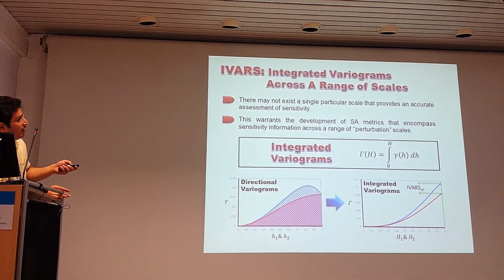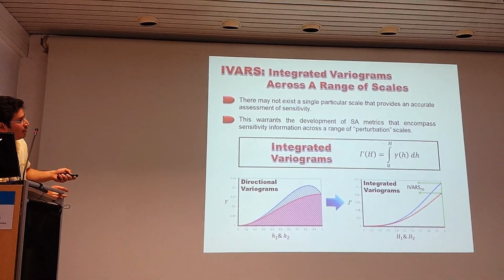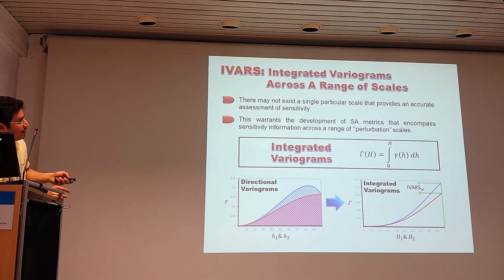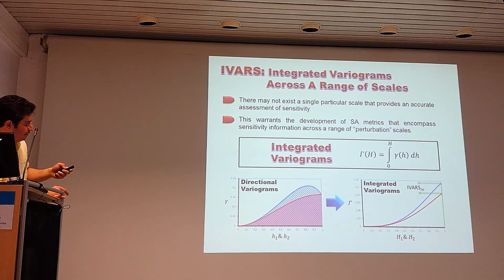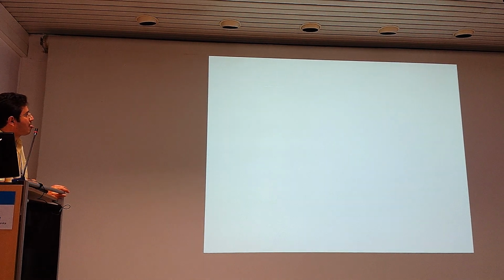And for this range of scales, of course, we can have different ranges from 0 to capital H. This could be anything. So if this H is 50% of the parameter range, I would call it IVARS 50. If it's 10% of the parameter range, I would call it IVARS 10, and so on. And this is basically my metric, or global metric, for sensitivity.